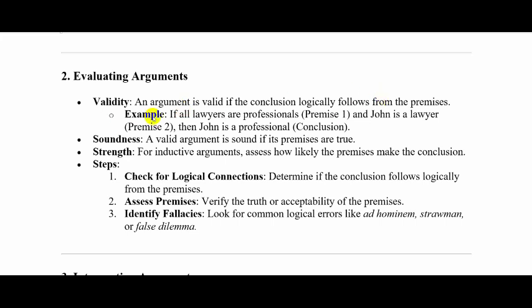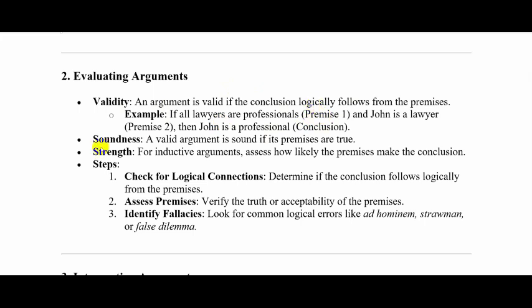Let's look at the example. If all lawyers are professionals, which is the first premise, and John is a lawyer, second premise, then John is a professional. This is the conclusion. So naturally, if you see from the validity statement, the conclusion that John is a professional is logically following from these two premises, premise 1 and premise 2.